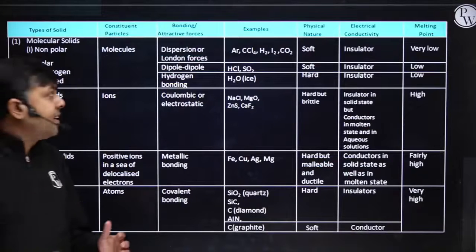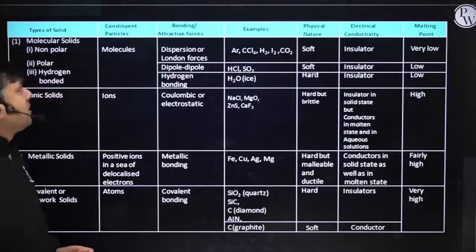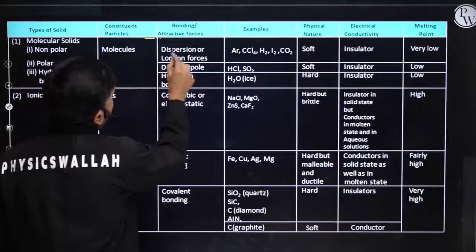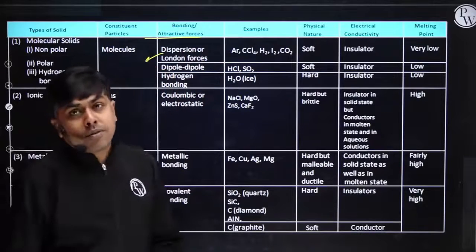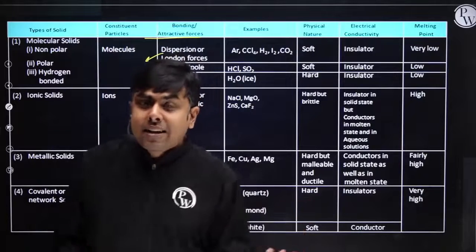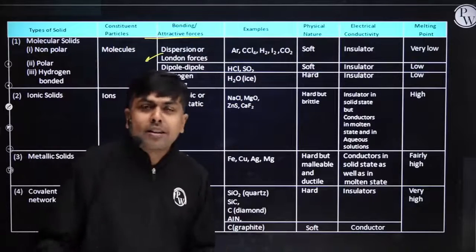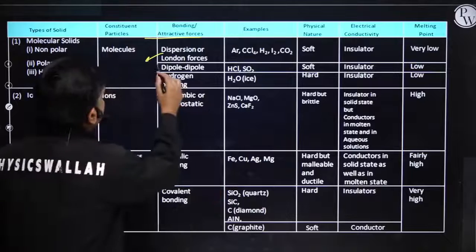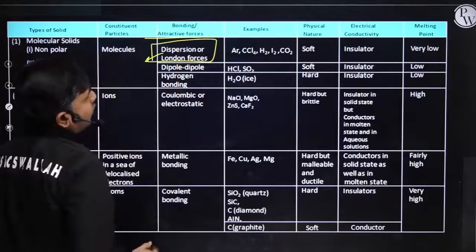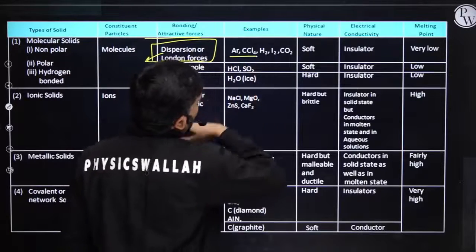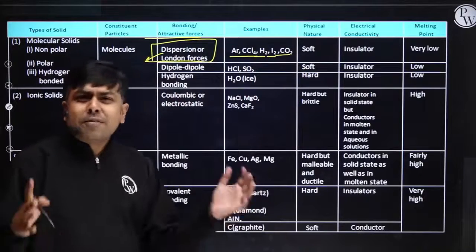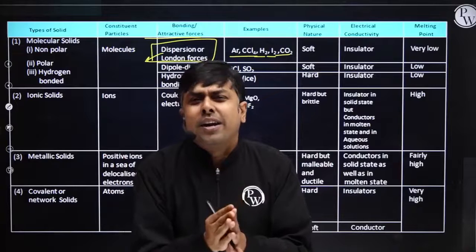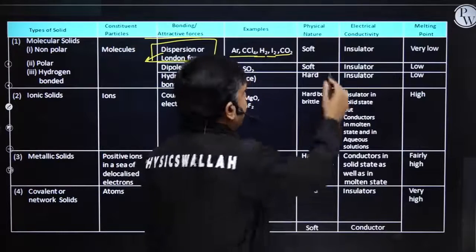First, molecular solid. We already discussed the type of attractive force operating is physical force or van der Waals force. If the molecule is polar, in that case dipole. If the molecule is non-polar, in that case London force. In case of non-polar molecules like CCl4, H2, I2, CO2, right? Obviously, if the molecules are physically bonded, it will be a soft one, right?